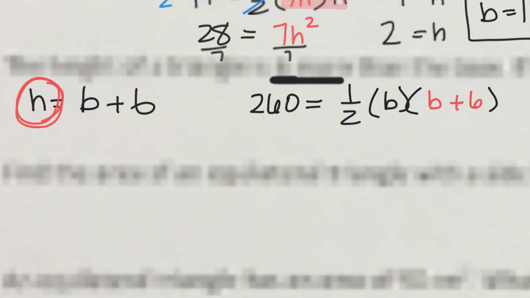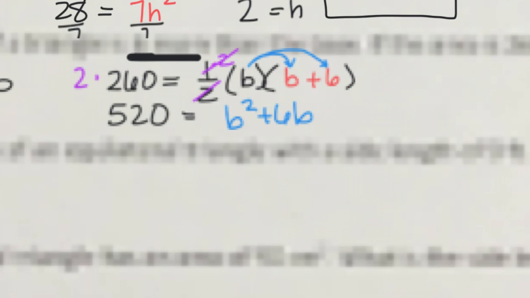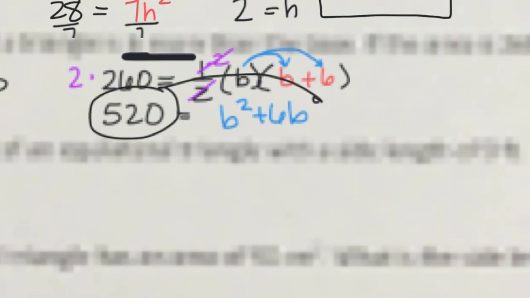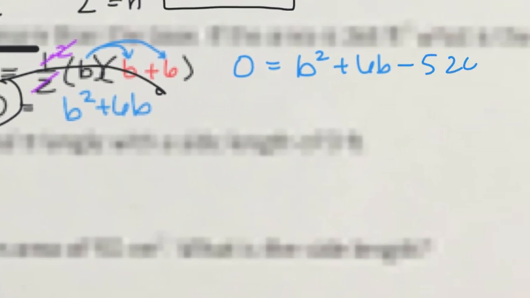Okay, algebra. We're going to distribute our b into both of those, giving me b squared plus 6b. And what happens to my 1/2? Times it by 2. We multiply the 2 by 1/2. 2 times 260 is 520. Okay, so now we need to make a quadratic by bringing the 520 onto the same side as your b things. So 0 equals, because we subtract 520 from both sides, b squared plus 6b minus 520.